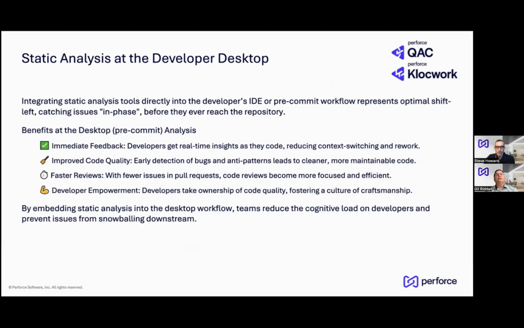So if we go on, let's look at some of the benefits of static analysis at the desktop. So I mentioned before, static analysis at the desktop is really talking about integration with the developer's IDE or their pre-commit workflow. So this is what we would call the optimal shift left process, where we're catching issues before they're ever even committed to the repo. So the benefits of that obviously are immediate feedback. So the developers are getting real-time insight into their code. And there's little to no context switching. So as they're working on the issue and they run their analysis, they immediately get the feedback.